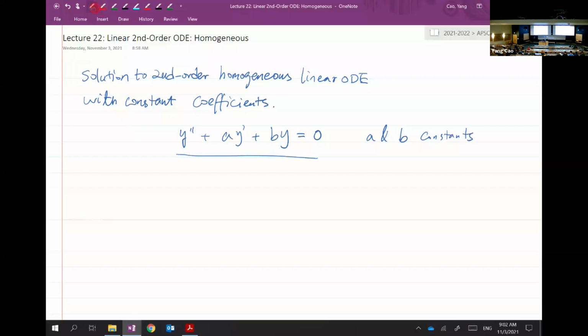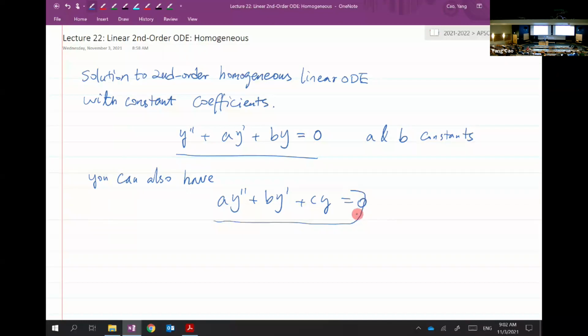Now, of course, you can also have a format like this: ay double prime plus by prime plus cy equal to 0. And this is probably more general. But bear in mind these two, there's literally no difference. If you normalize the second one, dividing by a on both sides, then you get exactly the format given over here. So there's no difference at all.